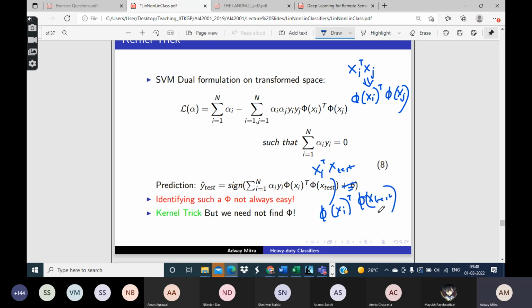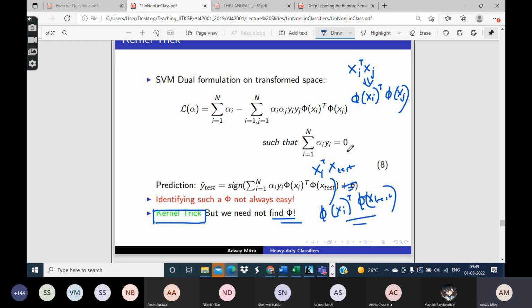But the problem is, of course, that I do not know what phi is. I cannot calculate what phi is. In this specific case, I actually showed you what phi can be, but in general, I will not know it. So what will I do? I will apply what is known as the kernel trick. The kernel trick is that I will actually not find phi, but I will be able to calculate these dot products.